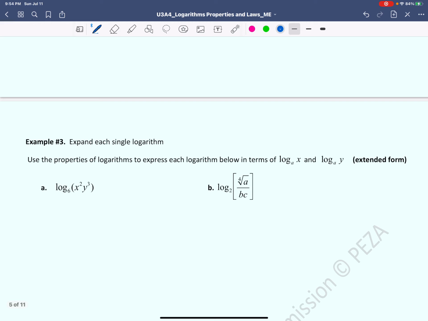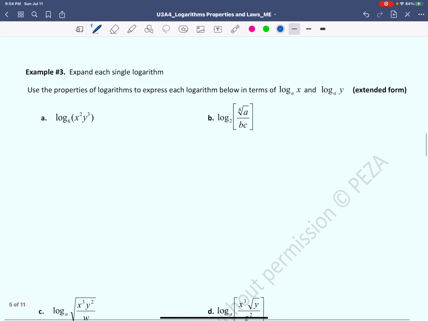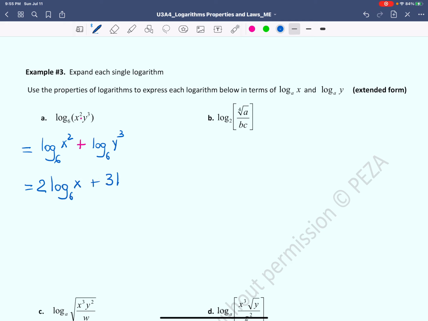In the next example, we are going to do the opposite of what we just did. So we are expanding. So we have log with base 6 of x squared plus y cubed. So that means we have the product. So we are applying the product. Goodness. So x squared because of the product plus log with base 6 of y cubed. Now these powers will come to the front, plus 3 log with base 6 of y.